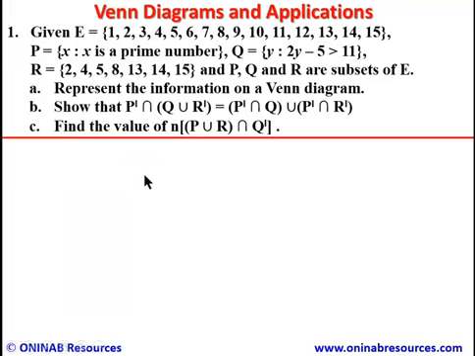Now we start the solution of the problem. We are going to list out completely the sets that are given in set builder form, like P and Q. So we get our P to be the set of prime numbers, and here we are going to look at the prime numbers from the universal set, since P is a subset of E. So 2 is a prime number, 3 is a prime number, 5 is a prime number, 7 is a prime number, 11 is a prime number, and 13. These are the elements that make up set P.